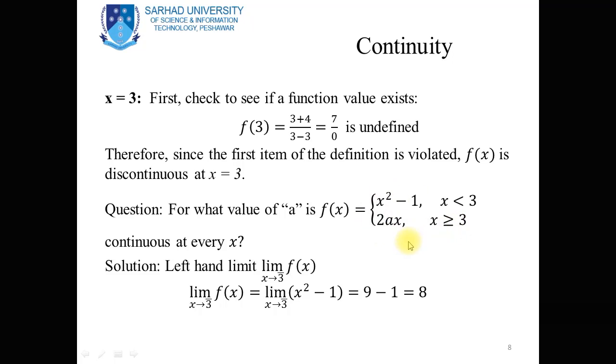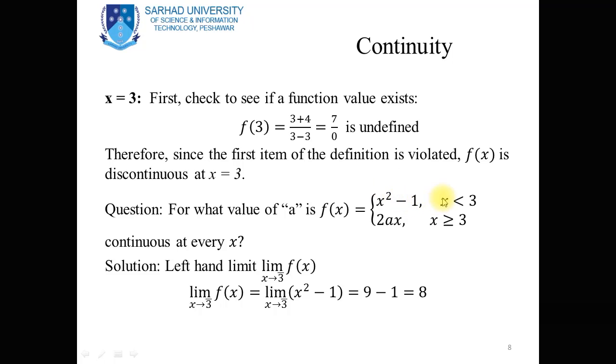This is actually the piecewise function. For the continuity of a piecewise function we check two limits. One is called the left hand limit and the other is called the right hand limit. The left hand limit means x tends to 3 minus, as you see over here. This is the piece where x is less than 3, so this is the left hand limit.